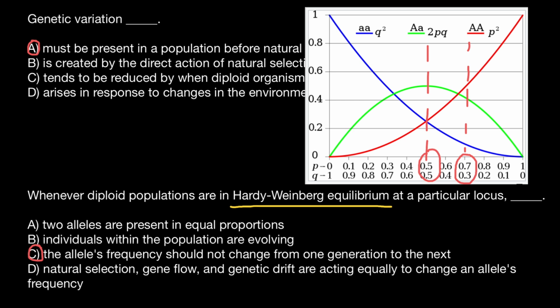But let's check the last statement. Natural selection, gene flow, and genetic drift are acting equally to change allelic frequency. This is a wrong statement because Hardy-Weinberg equilibrium is about non-changing allelic frequencies, genotypes and phenotypes between generations. So each new generation would have the same allelic, genotypic, and phenotypic frequencies and is not going to be evolving.